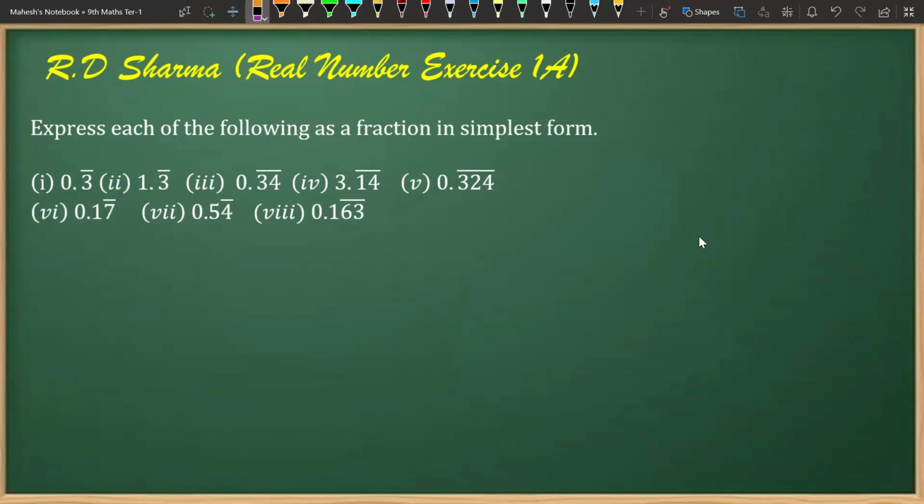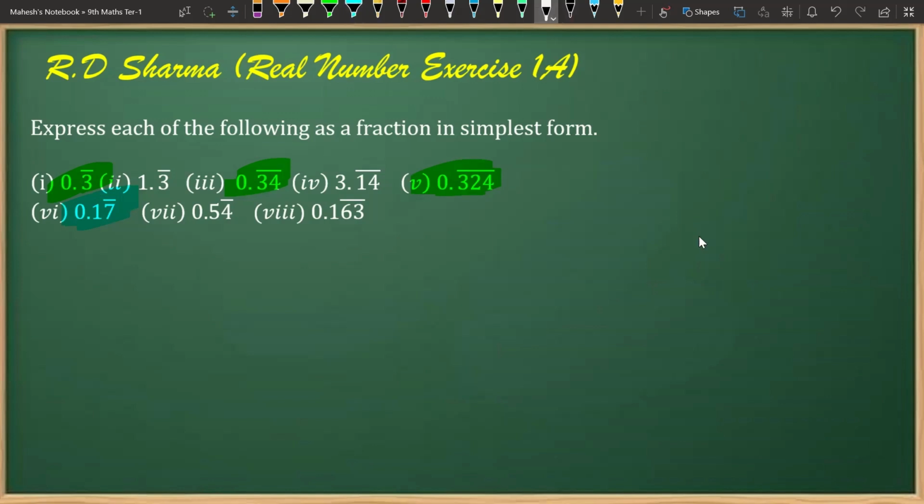What you can see is that in whatever questions we did, like this one, and this one, everywhere the bar is over all the digits after the decimal. But in this case, you can see that the bar is over 7 and not over 1.